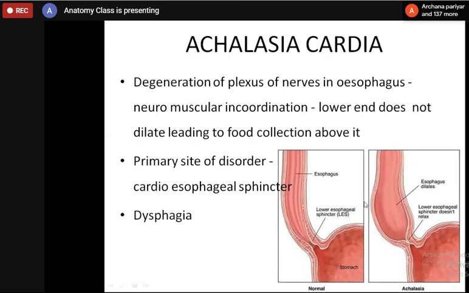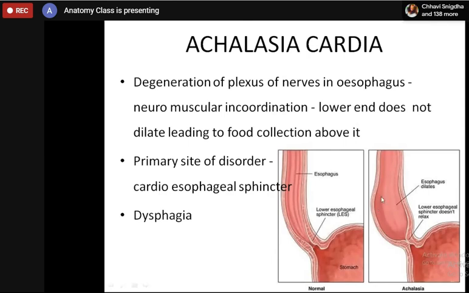So what happened here is, the primary site of achalasia cardia is the lower end of the esophagus, that is the cardioesophageal junction, where the lower esophageal sphincter is present. The lower esophageal sphincter fails to relax normally. While passing food, it has to relax. But in this condition known as achalasia cardia, this lower esophageal sphincter fails to relax normally, and then the food will be accumulated within the upper part of this segment.